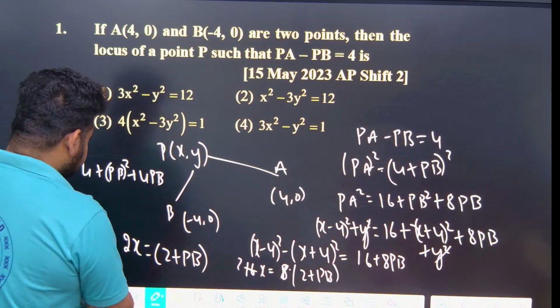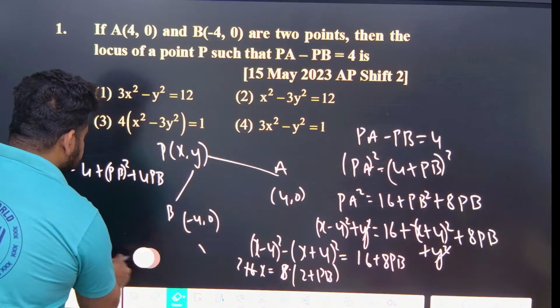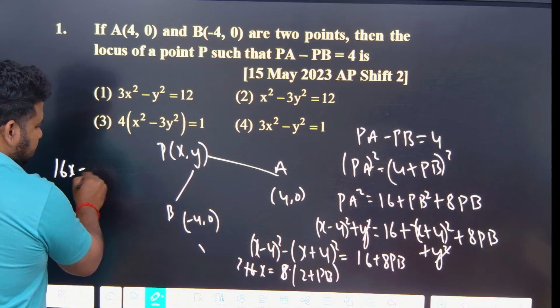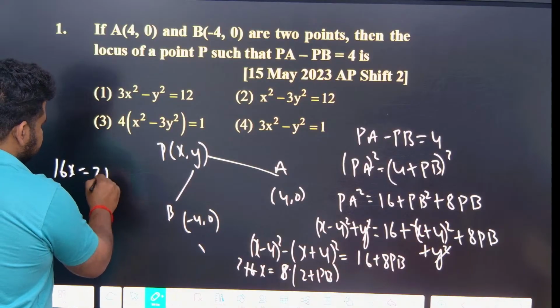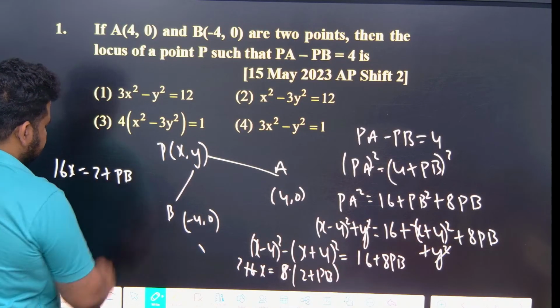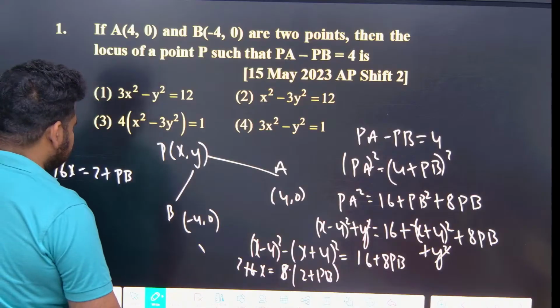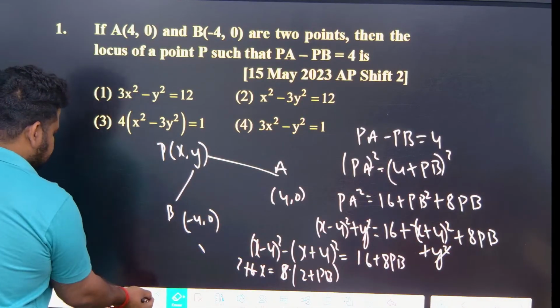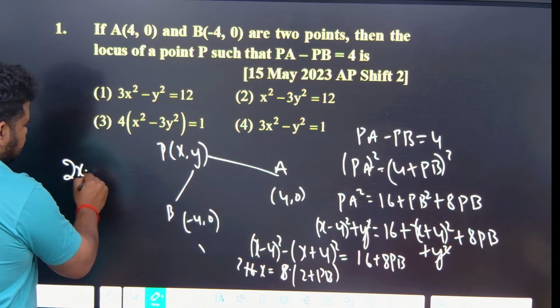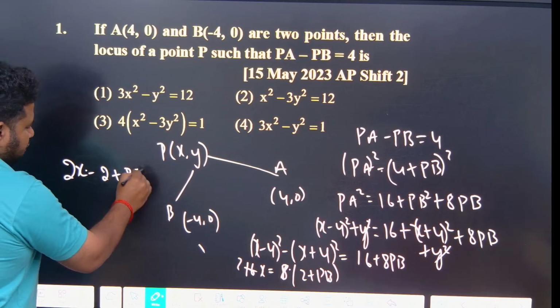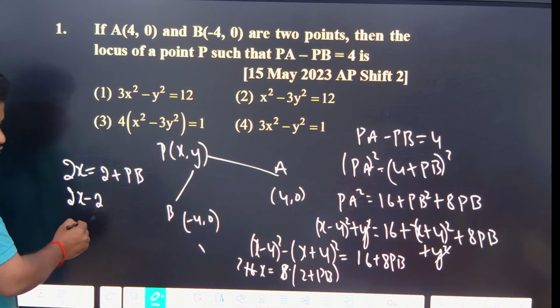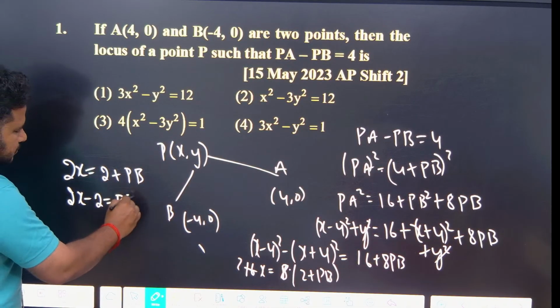So here what I can do is, instead of this, what I am having here, 16x is equal to what? What is that I am having? 2 plus PB, correct na? 2x is equal to 2 plus PB. What I will do? 2x minus 2 I will do it. 2x minus 2 is equal to PB, okay.